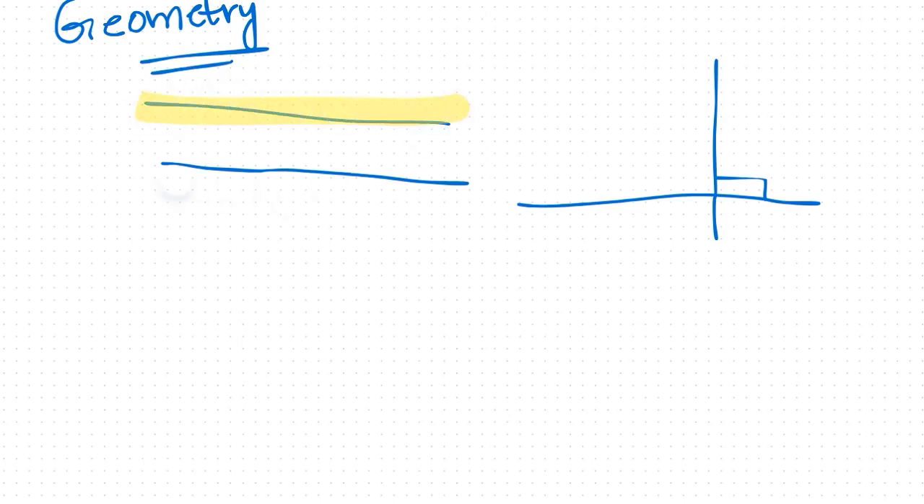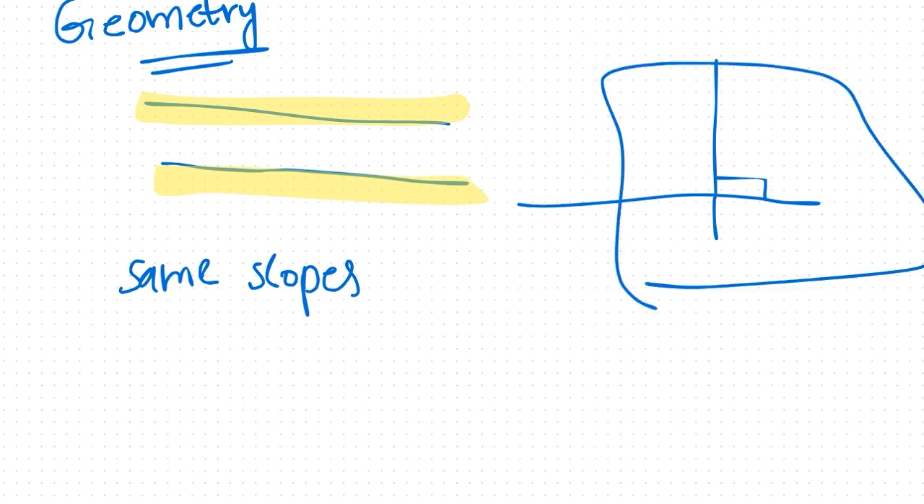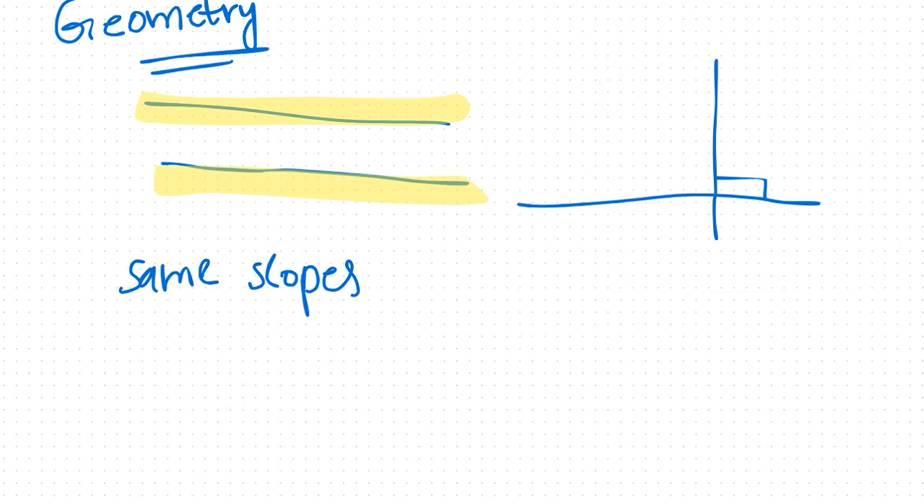Let's say this is line 1 and line 2. What can you say about slopes of parallel lines? The same. So parallel lines means same slopes. What about perpendicular lines? Negative reciprocals of each other. Okay. So negative and reciprocal means flip the fraction.